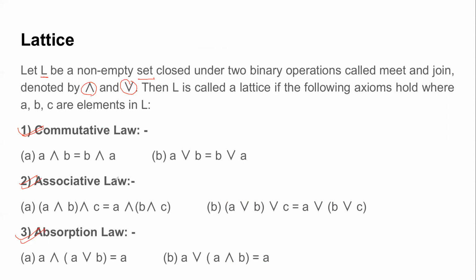Commutative and associative you already know. The absorption law basically means that if I take a meet over a union or a union over a meet, the second element inside gets absorbed. So if any set under these two operations satisfies these three properties, such a set is known as a lattice.